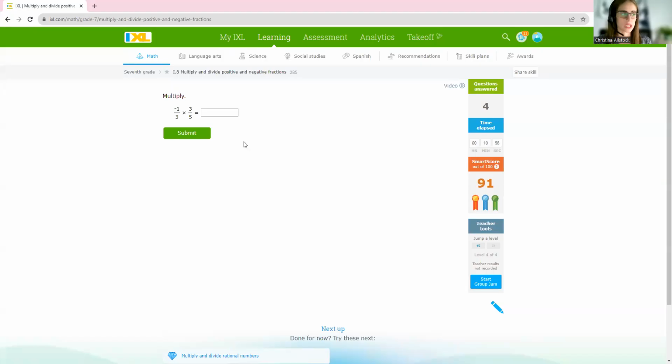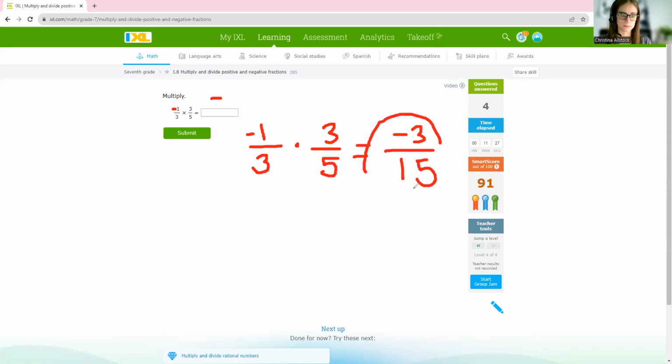All right, last question here. We have -1/3 being multiplied by 3/5. When I look at this, I notice that my numbers have different signs. I have one negative fraction and one positive. So that means my answer will be negative. Now I can just multiply my fraction straight across. -1 times 3 would be -3. 3 times 5 would be 15.